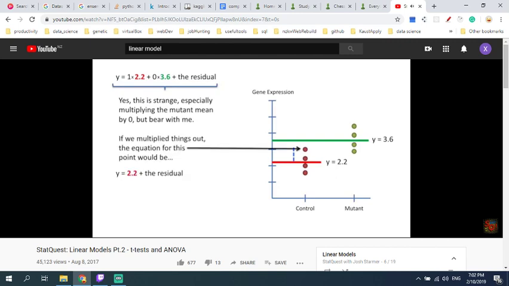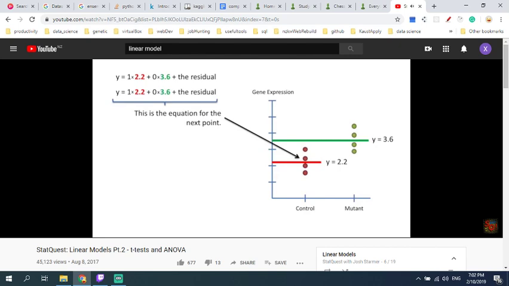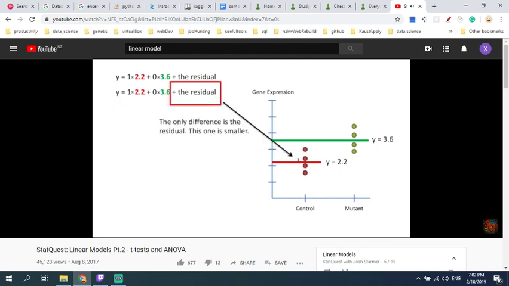If we multiplied things out, the equation for this point would be y equals 2.2 plus the residual. And that sort of makes sense, but just bear with me. This is the equation for the next point. The only difference is the residual.